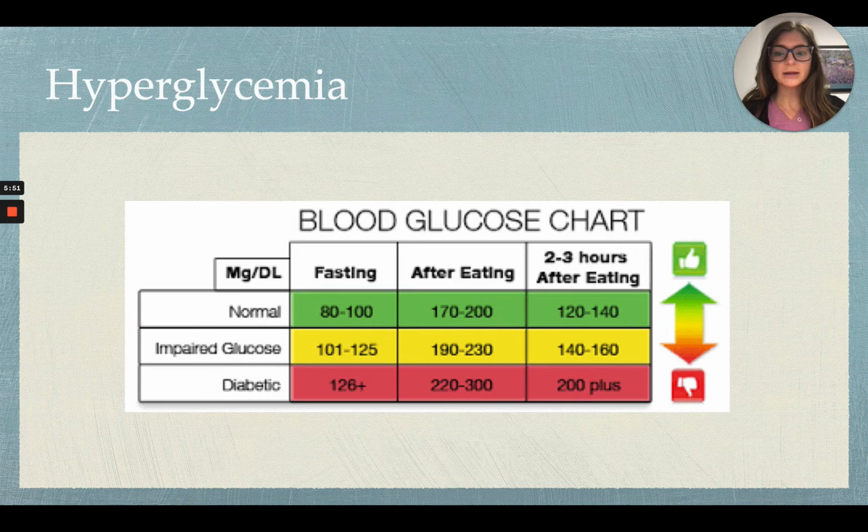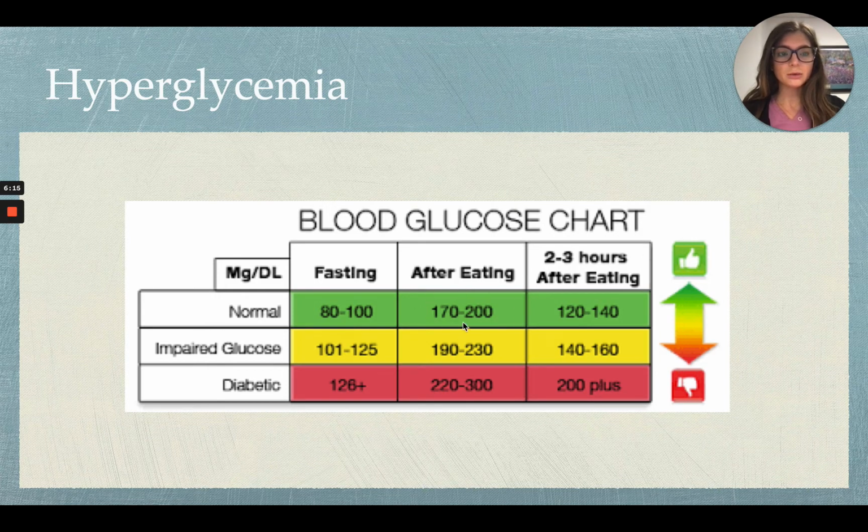So here's just a diagram of the blood glucose chart. We have normal glucose levels, impaired glucose levels, and then diabetic glucose levels. Typically, in an individual who does not have diabetes or any impaired glucose metabolism, fasting glucose levels are going to be between 80 to 100 milligrams per deciliter.